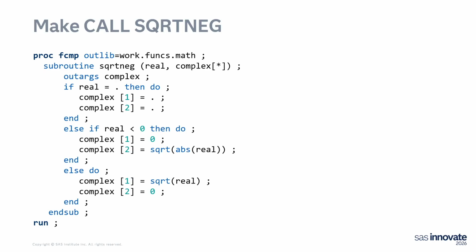Okay, if real is missing, then we get missing values back out. If real is less than 0, then the complex one, the real portion, is 0, and the imaginary portion is the square root of the absolute value of that real number input. Right? Pretty simple. Otherwise, we're going to take the square root of that real portion, and then the imaginary portion is 0. This is basic operations for complex numbers.